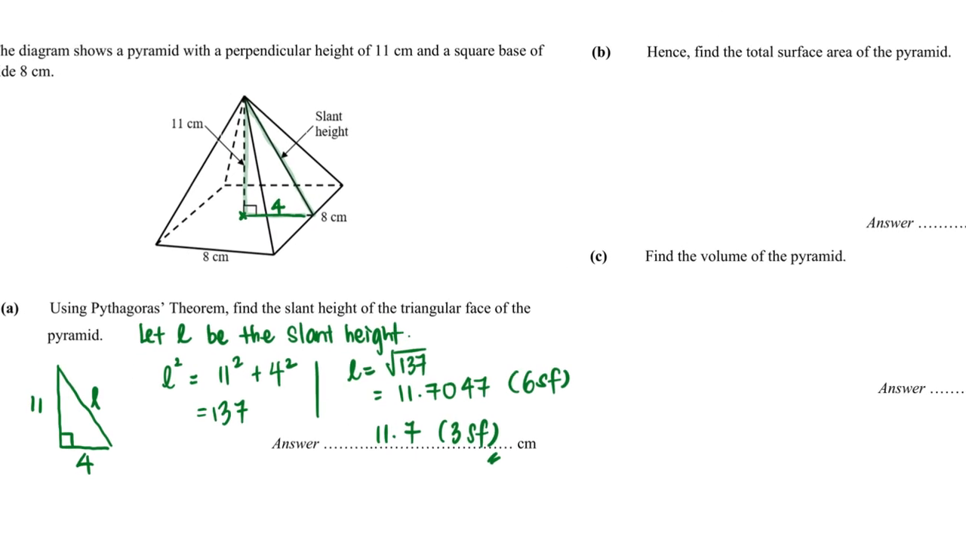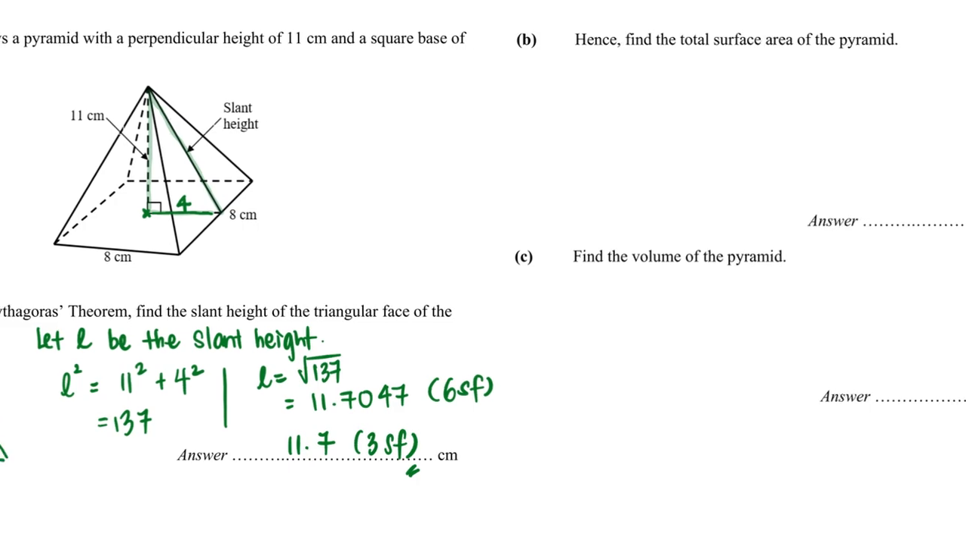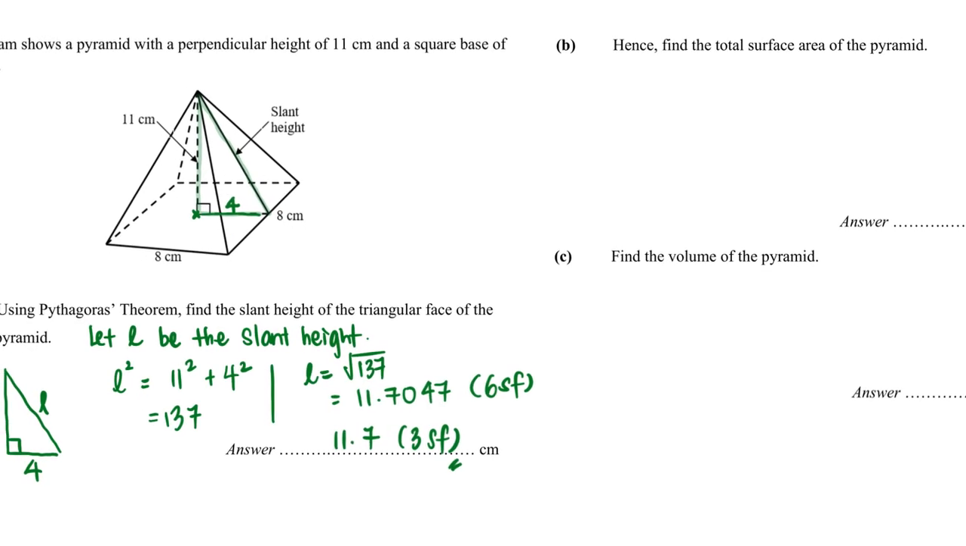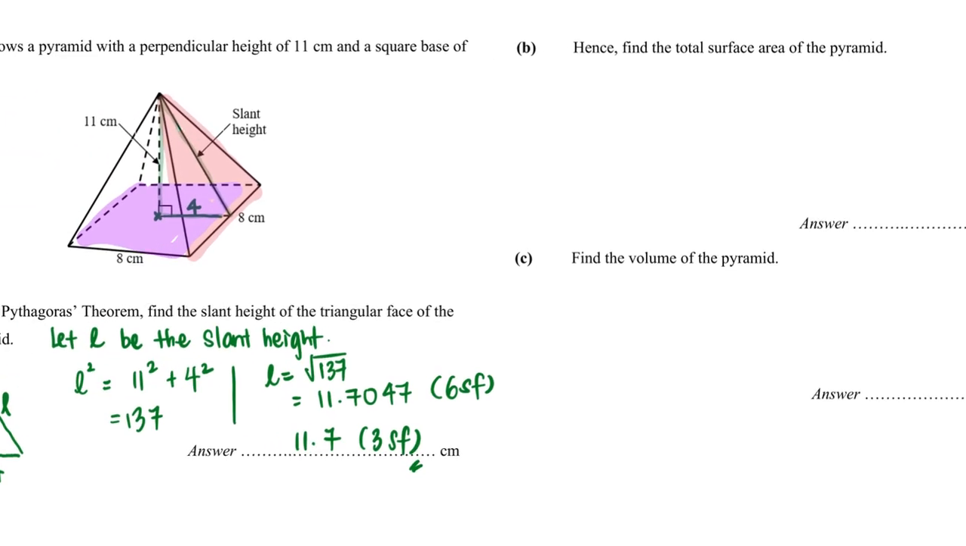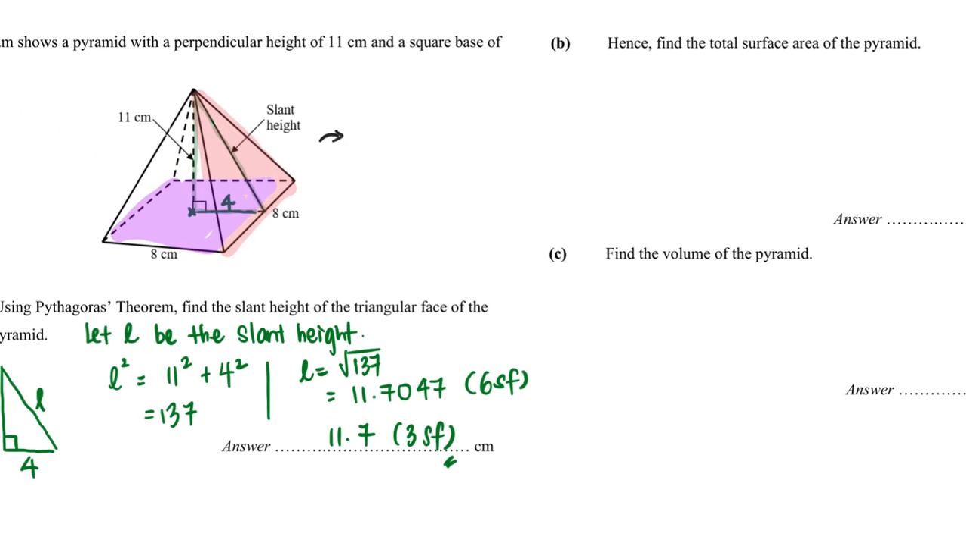Hence, find the total surface area of the pyramid. Now that we have the slant height, it is important to take note that there are 4 triangles, and these 4 triangles are the same. There is also a square base below. So if I were to draw this net out, it will look like this. This net will actually allow us to find the total surface area easily.